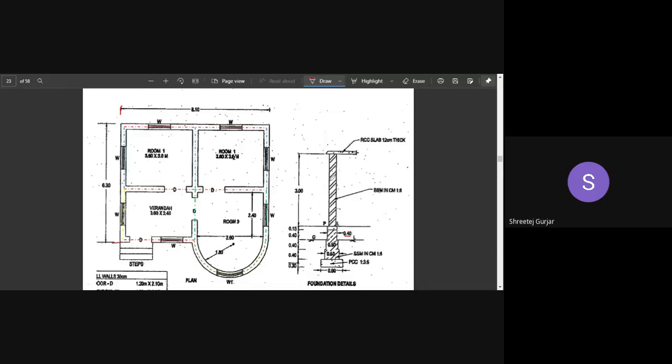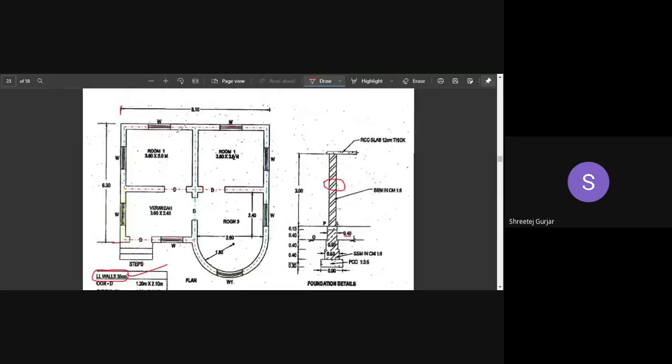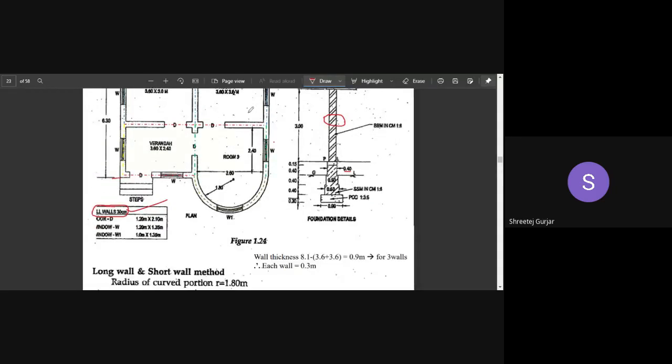You can just observe this thickness. Wall thickness is mentioned, sir. Where is it mentioned? Sir, above the door. Above the door. Yes. So wall thickness is 0.3 meters. You can observe here it is given, a nice observation. So it is 0.3. Wall thickness is 0.3. So that is there.